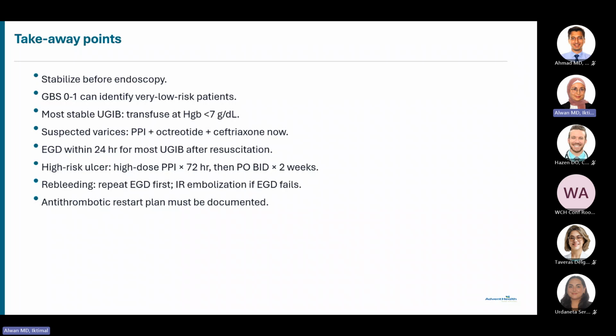Of course, if the patient is rebleeding, then we need to repeat EGD first. If that fails, we can always consult IR for embolization. And finally, we always need to document what's our plan in terms of resumption of antiplatelets and anticoagulation.